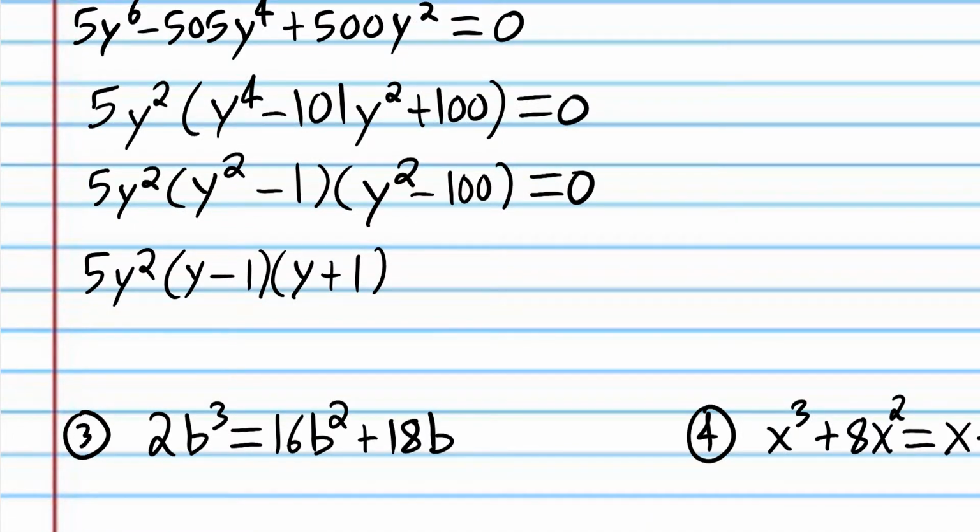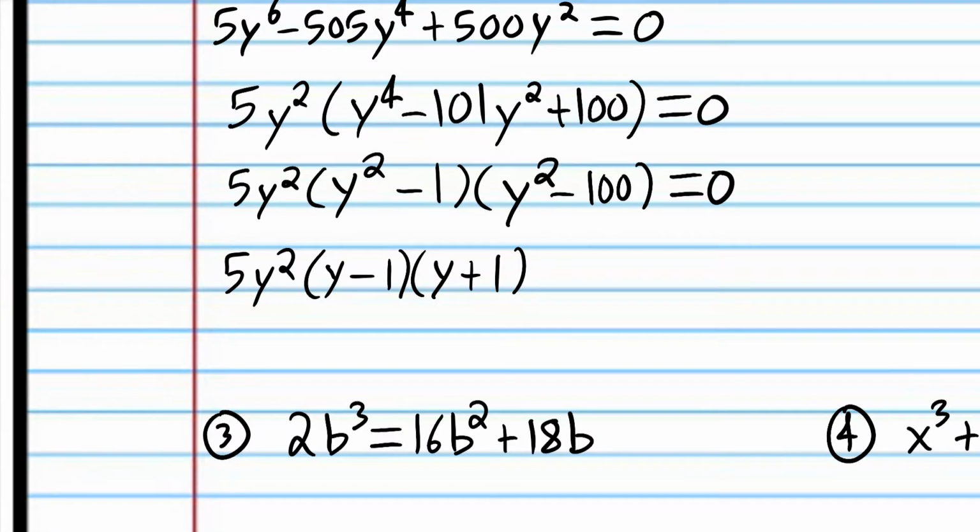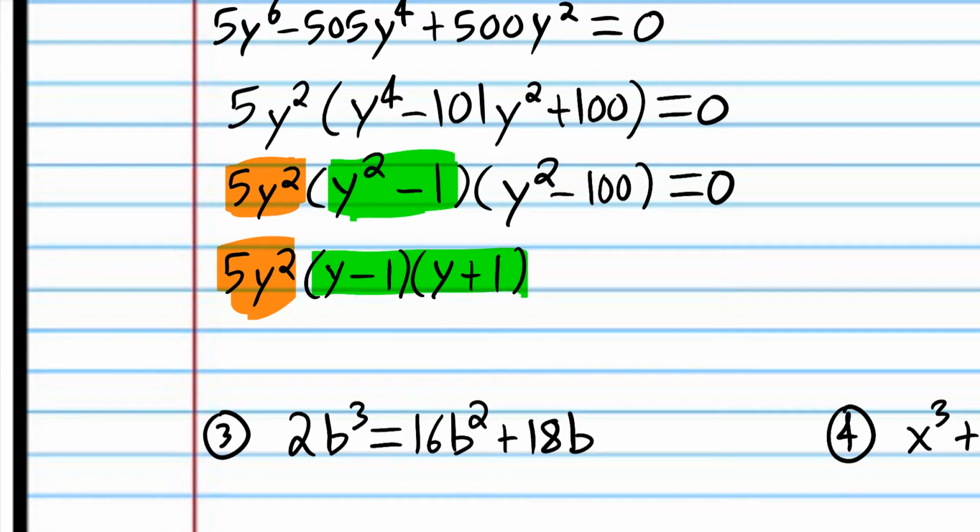So I just want to be very clear. The 5y squared, that came from there. And the y squared minus 1, that turned into these. And now y squared minus 100, that's also the difference of two squares. So that factors into a product of two binomials. And what number times itself is equal to 100? Well, that's obviously 10. And again, it's a difference of two squares, so you put a plus and a minus. So there we go.